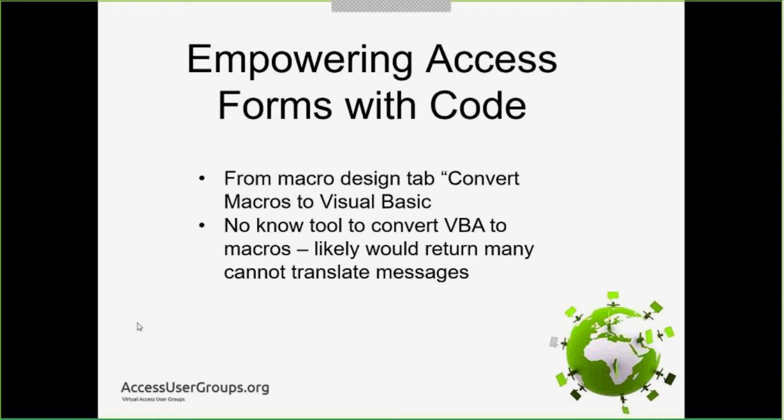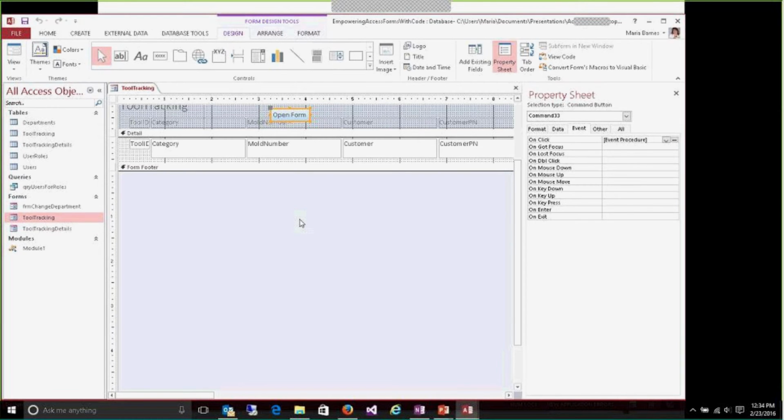And as far as I know, there is no tool to go backwards from that, to convert VBA to macros. The reason behind that is likely that it couldn't translate this directly into a macro because of the limited capabilities in macros. Not all the functions that you can do in VBA can you do with macros itself. So you can't go backwards like that.